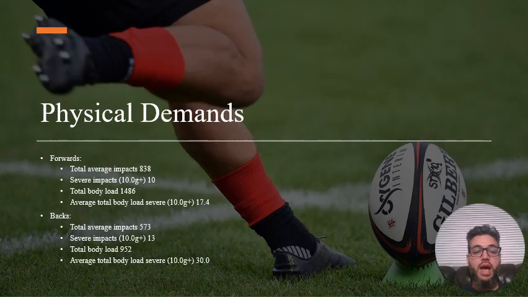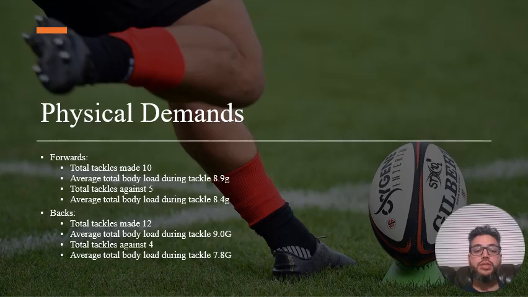And then average total body load at that severe 10 Gs or higher is about 117.4 for the forwards and 30 for the backs. So there's a lot more tackling involved with the backs. And you can assume that because of higher velocity, they're going to be running faster, getting somewhere quicker, and essentially more force is going to be coming behind them.